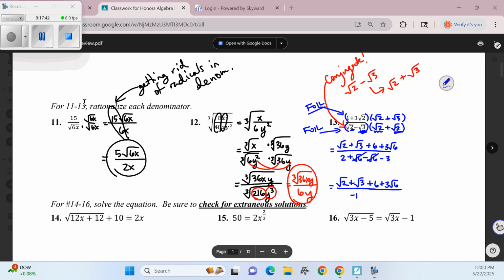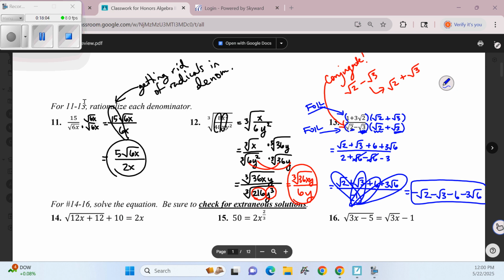negative 1. This is not what you're going to see if you were to check the answer at the back, because if you're dividing by negative 1, it really just switches all the signs for everything up above. So this is really going to be negative square root of 2, negative square root of 3, negative 6, and negative 3 square roots of 6. Why have a fraction if we don't need one?